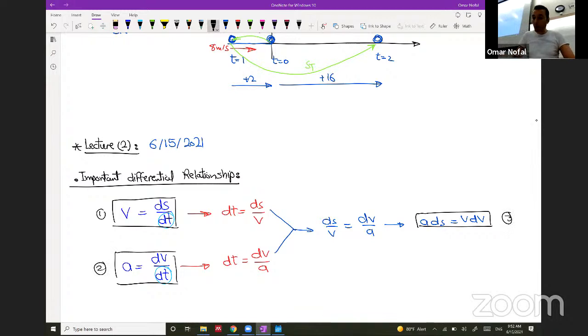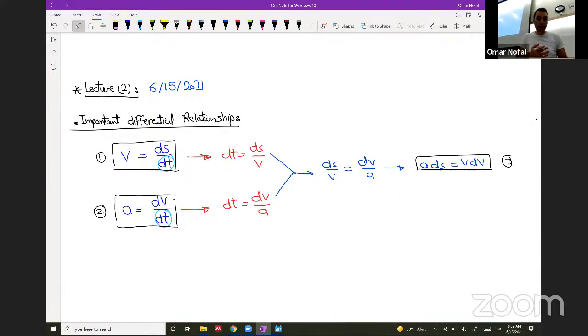These are the three important differential relationships between velocity and position, acceleration and velocity, and position and acceleration. Also, you can get this relationship by using the differential chain rule. So a will be equal to dv over dt, which is the same thing, but we add ds and ds here. So this should be equal to that relationship, and you will get the same thing, where ds over dt is equal to v.